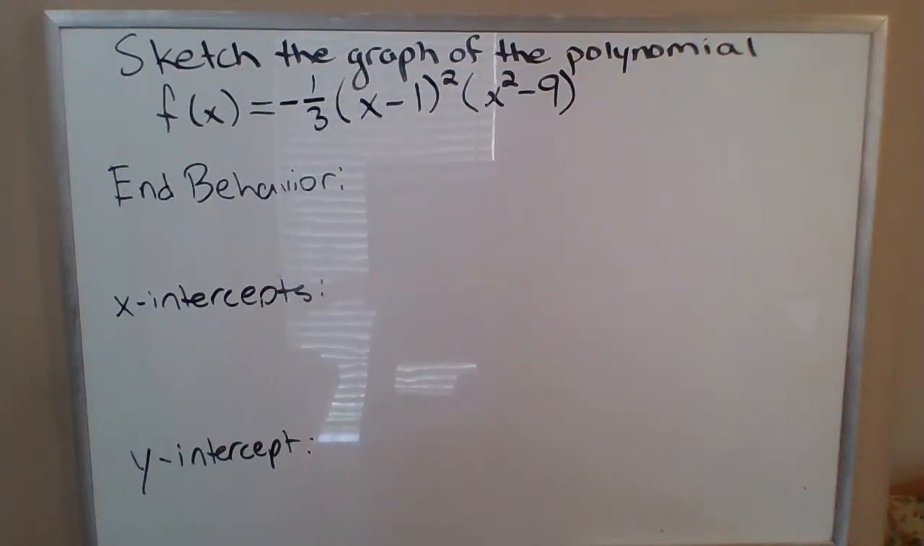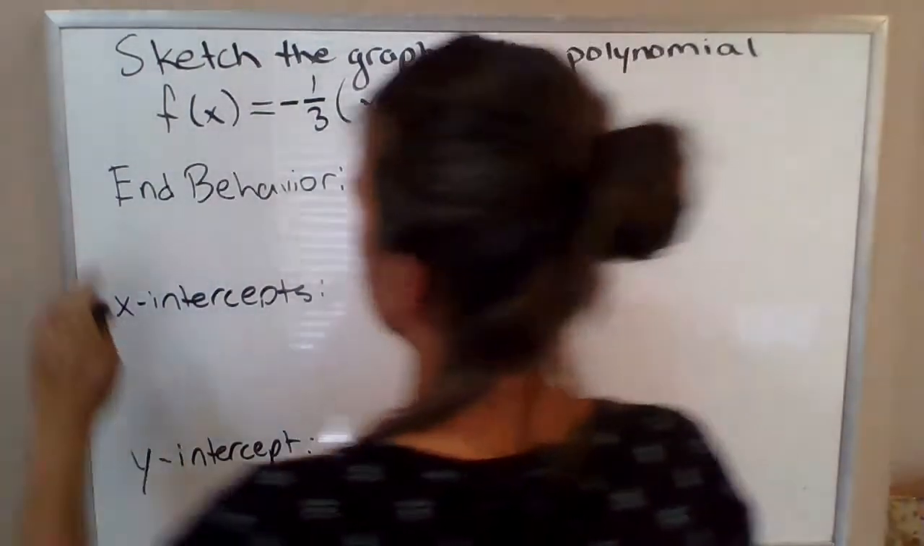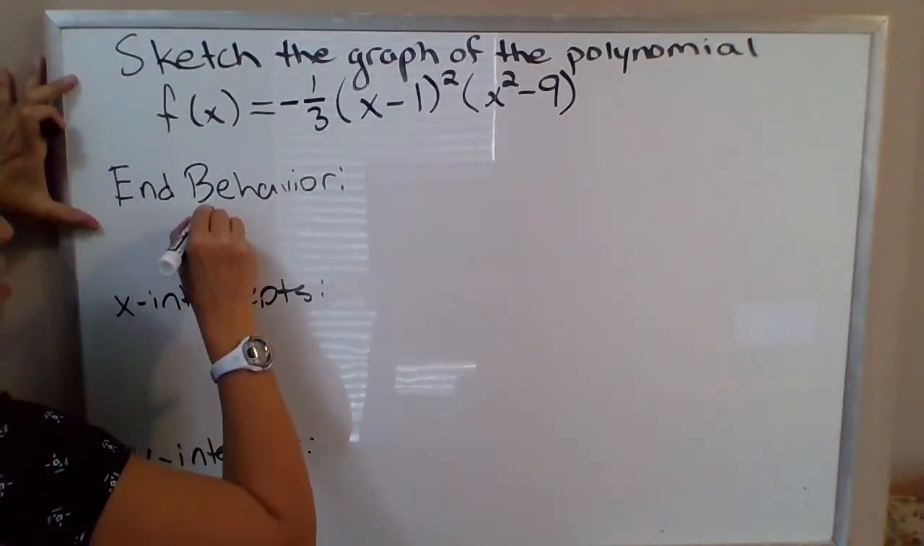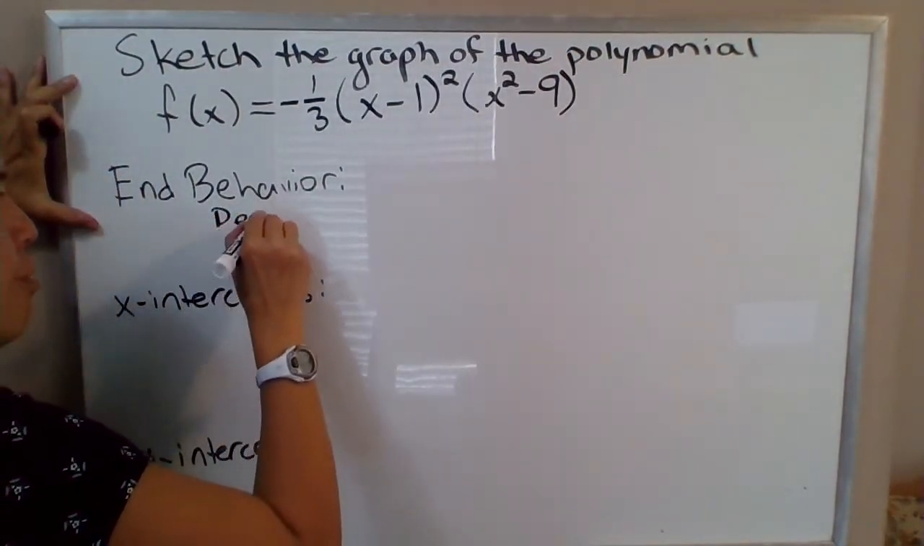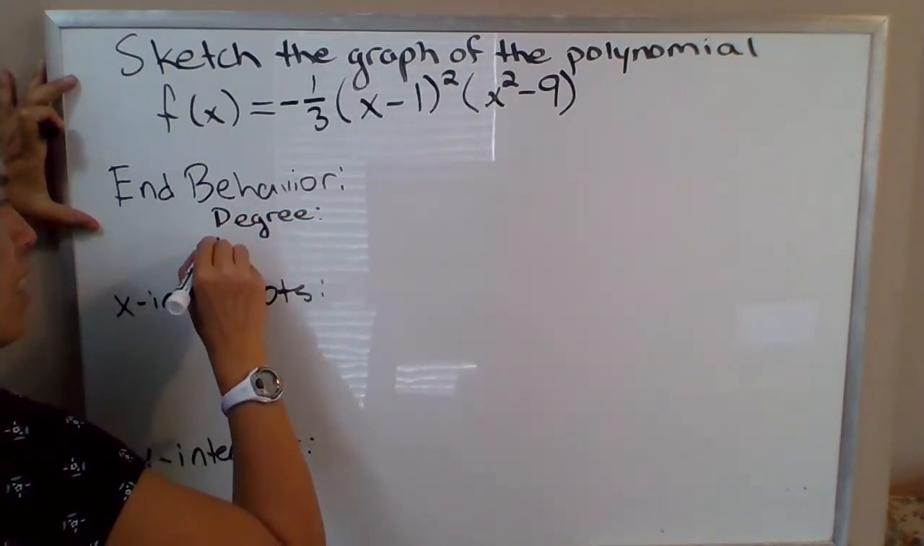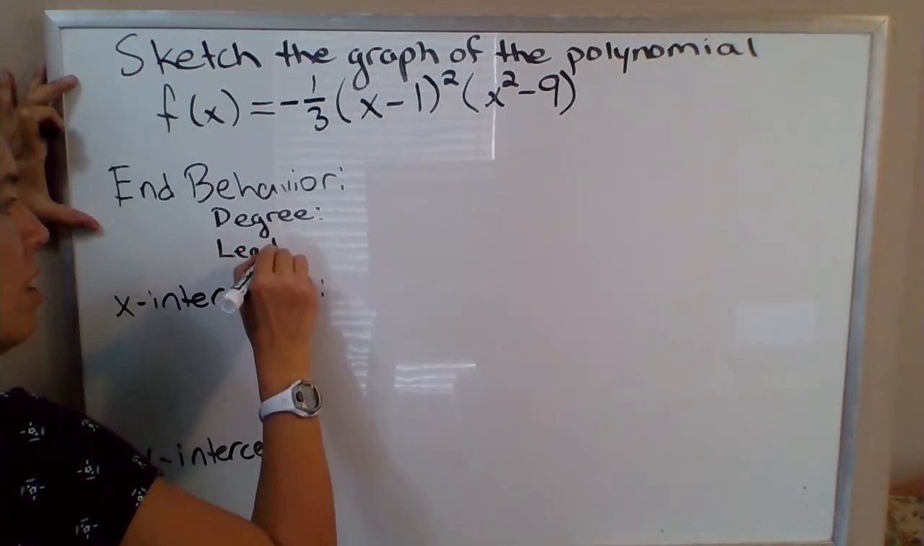Here's another example where we're going to graph a polynomial function using end behavior and intercepts. First, determining end behavior for a polynomial depends on its degree and its leading coefficient. So before we decide the end behavior for this particular polynomial, we're going to need to determine its degree and its leading coefficient.